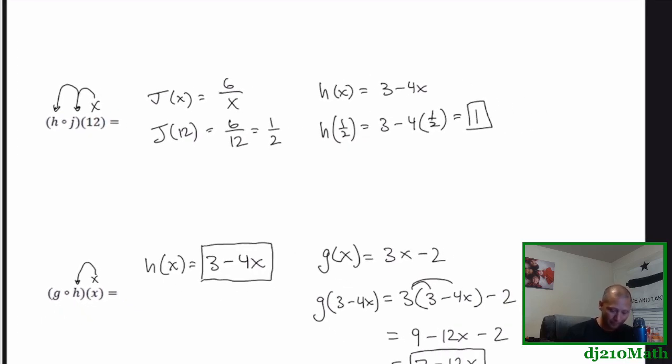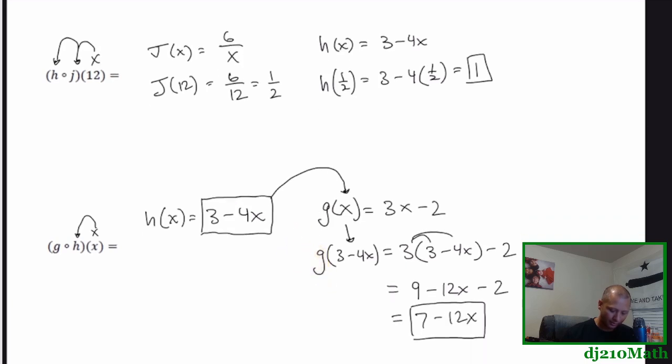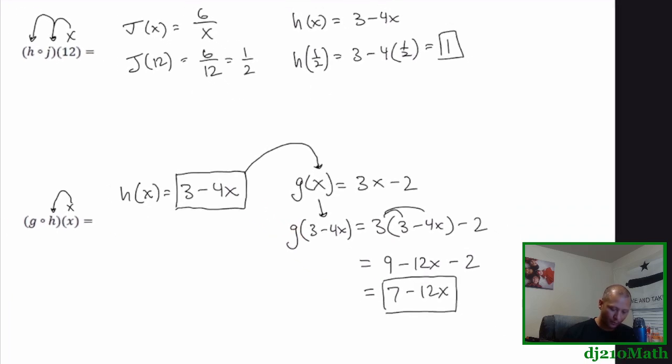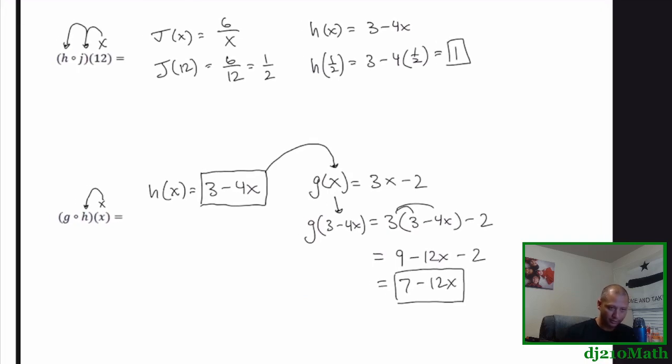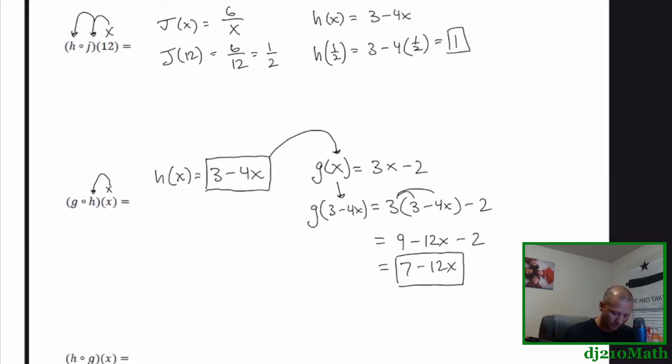So that's our input into g. That's what we're plugging in here. And that's what we did. We plugged it in. You see it right there. Wherever there's an x, the input shows up. We distribute, combine like terms, and arrive at the answer.